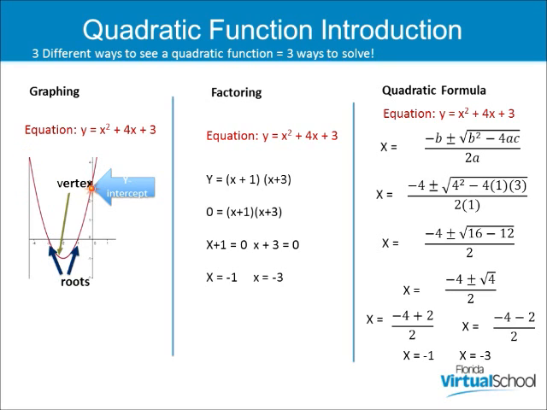So when you're graphing it, of course, you get the parabola, and here are the roots. This is a -1, and this is a -3, and here's your y-intercept. With factoring, you can notice the equation's exactly the same. We can factor it. Remember that our two numbers, 1 and 3, need to multiply to give us 3, and add to give us 4. So we have it factored.